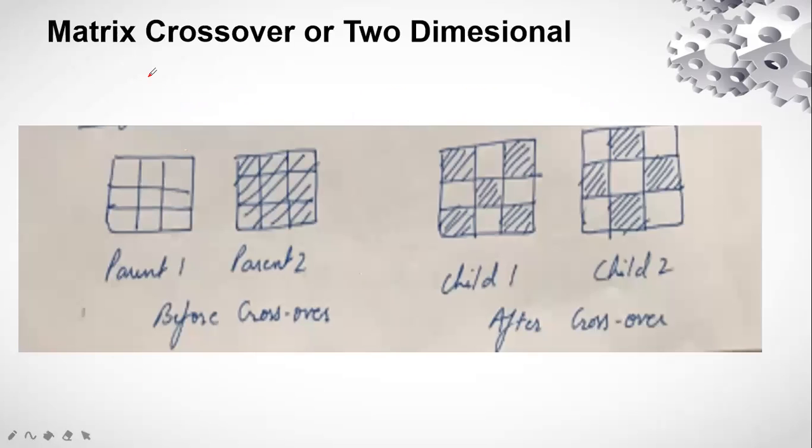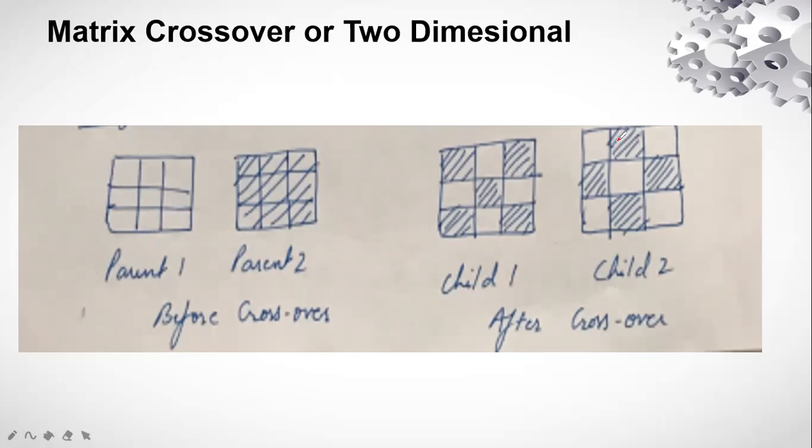Last, I have the matrix crossover, which is also considered two-dimensional. Normally we have the strings represented as a one-dimensional array. Here we have two-dimensional crossover. Each individual is represented as a two-dimensional array of vectors. In this form, we will take a matrix form because this is two-dimensional. So we have 3 rows and 3 columns, and a total of 9 cells. These particular parents will have different matrices and they will be swapped.